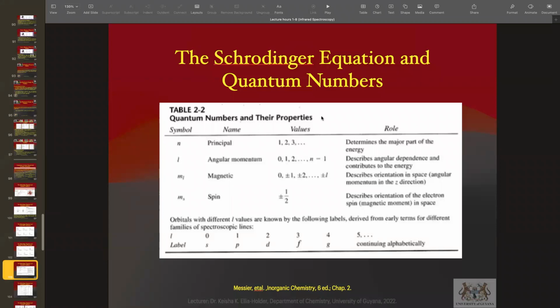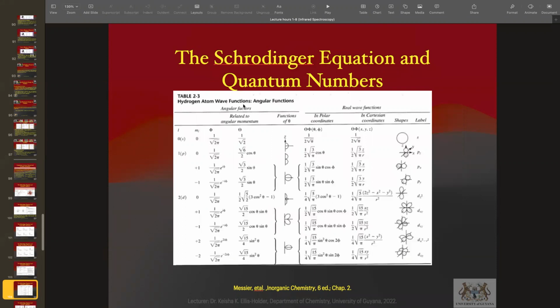All right, so again, here are our functions. So we have angular functions and real wave functions. This is what the Schrodinger equation provides us. And basically this is the Schrodinger equation that has been solved for the hydrogen atom. So you have your wave functions, and this is the radial component, and this is the angular component, I think. Yeah, every wave has a radial component and it has an angular component.